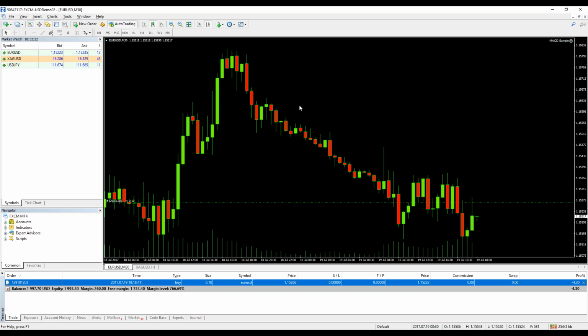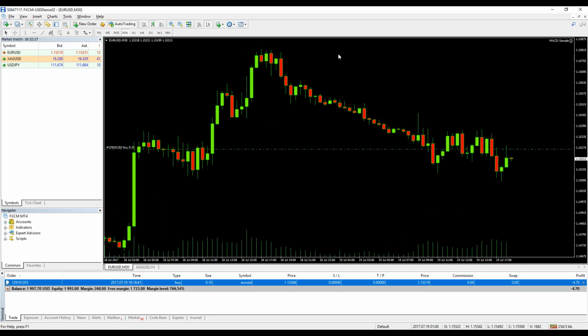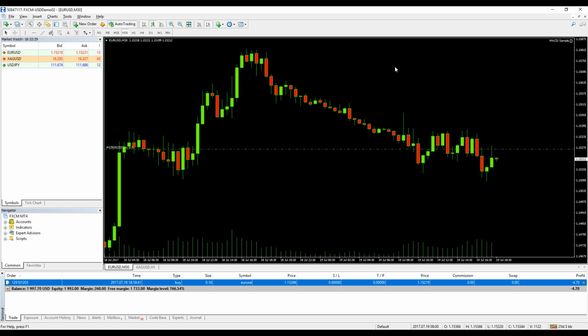So yeah, that's pretty much adding the ask price to the chart. I'll go through it again. This is especially useful when you want to see your spread, not only over here on your symbol watch, but you may want to just see how it fluctuates.